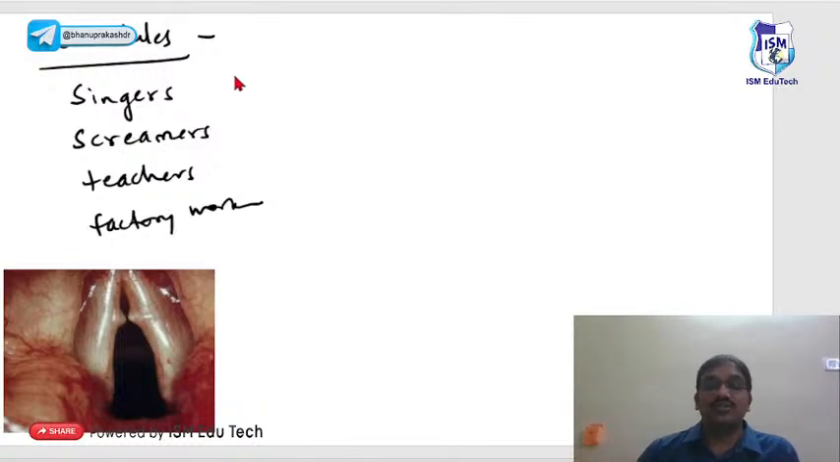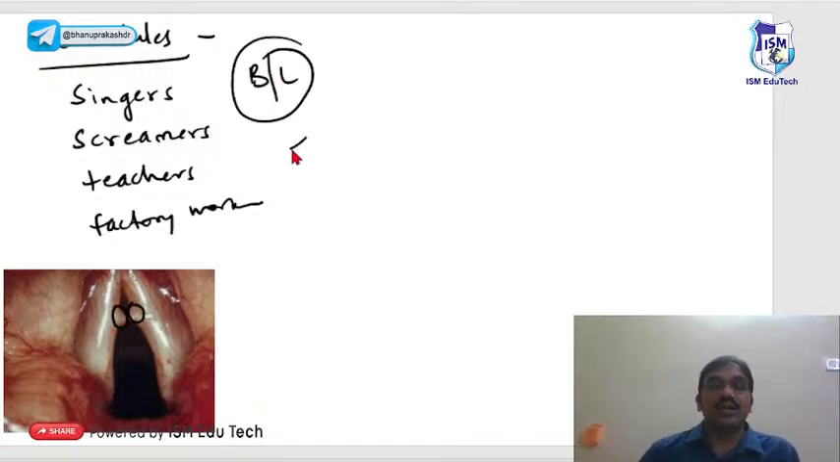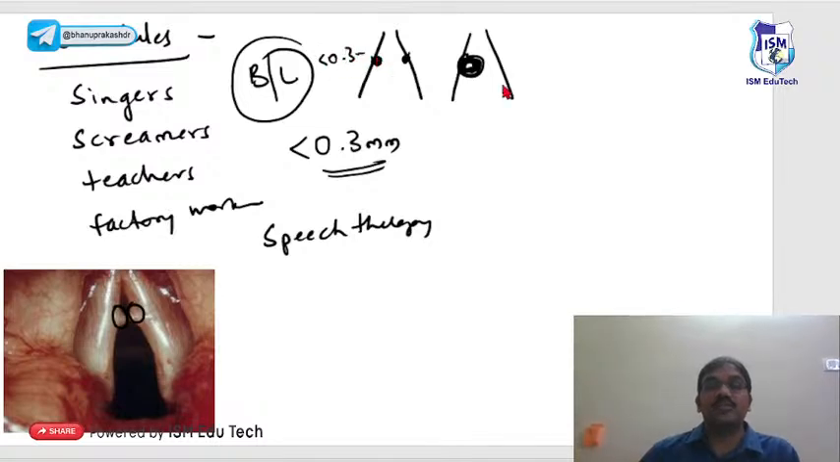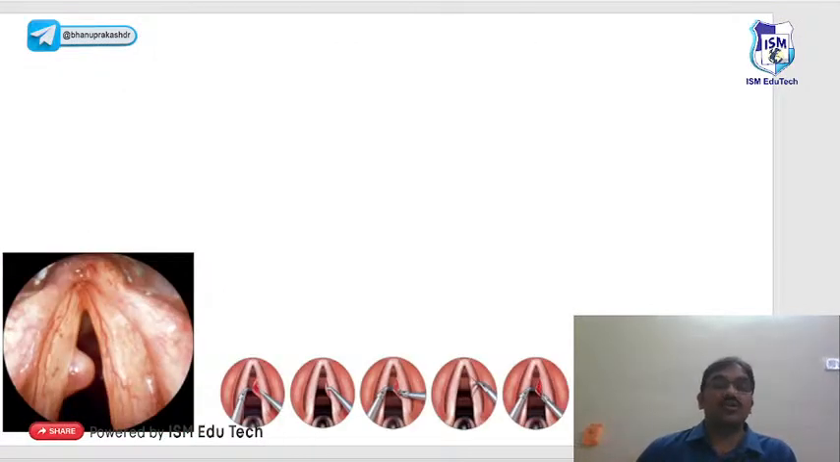Most commonly, vocal cord nodules will be bilateral, and less than 0.3 mm in diameter. The treatment is only speech therapy for vocal nodules, not surgery. Simply remember vocal nodules like this, and remember vocal polyps like this. Nodules are bilateral and less than 0.3 mm, and vocal polyps will be mostly unilateral and more than 0.3 mm in diameter. The pathology is the same in both nodules and polyps.